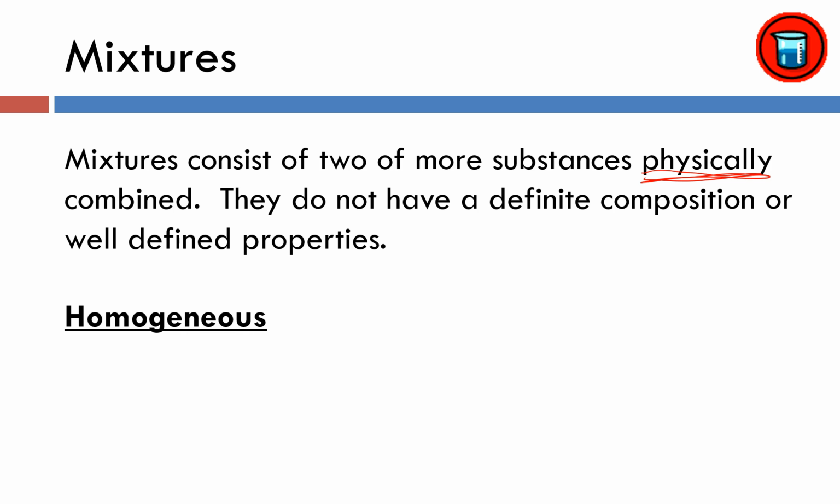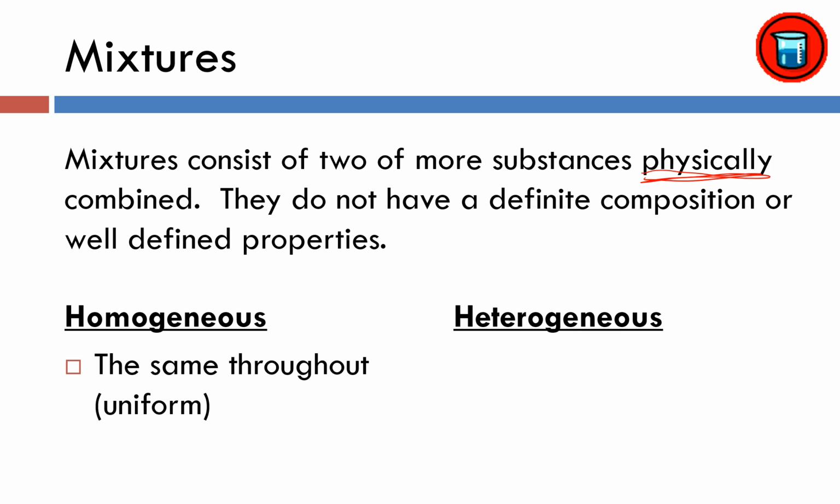We can classify mixtures as either homogeneous, meaning the same throughout or very uniform, or heterogeneous. You have visibly distinguishable parts. A good example of a homogeneous mixture, or homogeneous, doesn't really matter which way you say it, is milk. If you look at your container of milk at home, it probably will say pasteurized, homogenized. Basically, that just means that it's the same throughout.